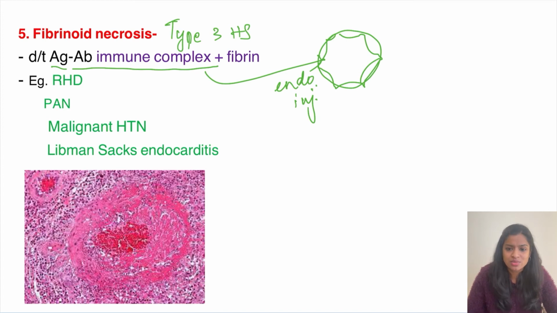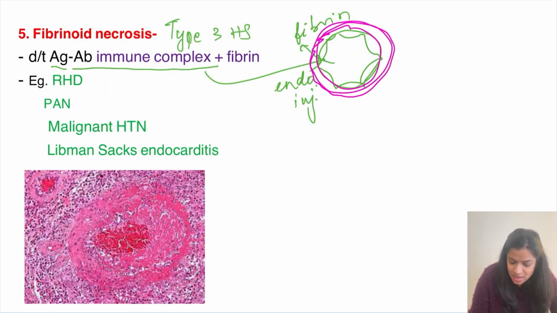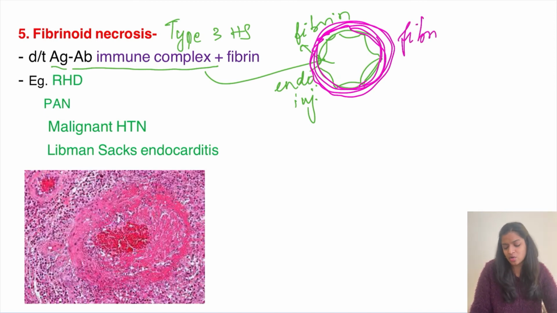So whenever endothelium is getting damaged, it will activate the coagulation pathway. The end result of the coagulation pathway will be the formation of fibrin, right? So the fibrin will be formed, and that will leak out, and it will be seen as a pinkish amorphous material around the vessel. Surrounding the vessel, you can see there is a pinkish amorphous material which is nothing but the fibrin, okay? So fibrinoid necrosis, it is called fibrinoid because it is fibrin plus the immune complex, okay?